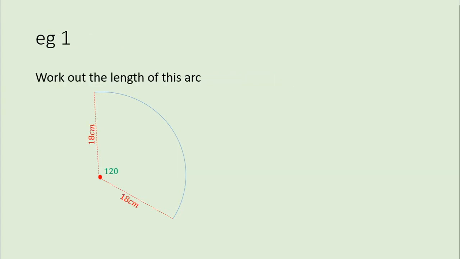Let's do an example here. Work out the arc length of this arc. I've got radii of 18 centimeters, and I've got an angle between them of 120 degrees. So setting out my formula, arc length is equal to some fraction of 2 pi r. That fraction is going to be 120 over 360. And my radius is 18, so I've substituted that in.